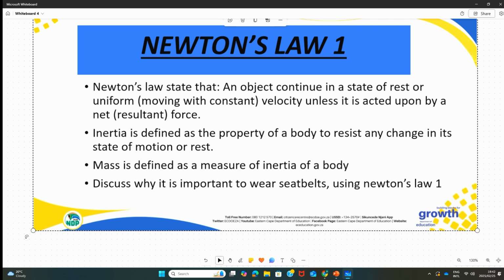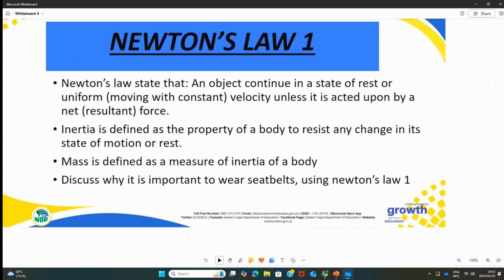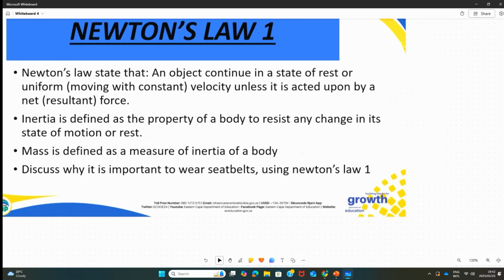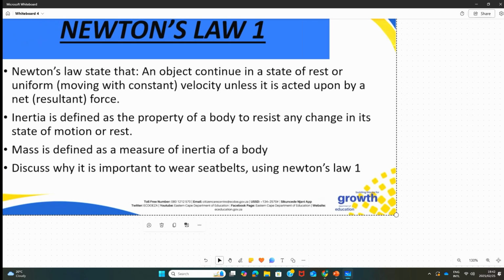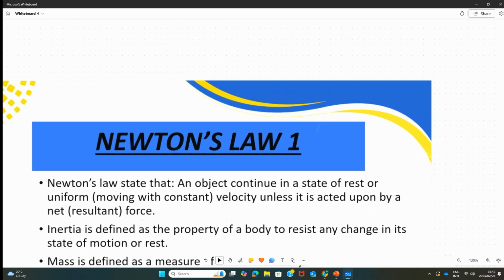We can also say inertia is informed by mass; an increase in mass can result in an increase in the inertia of a body. So we also use inertia to discuss why it is important to wear a seatbelt using Newton's law. Then to proceed, we're going to discuss our second topic, Newton's law 2.